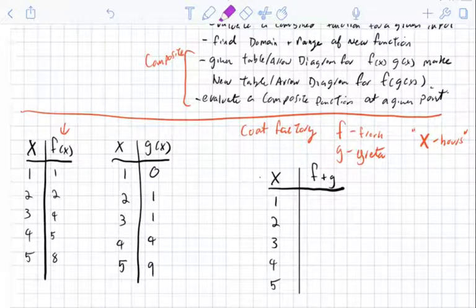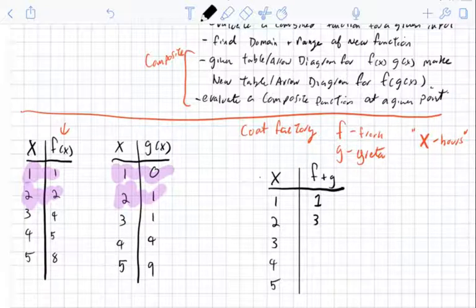So if I give them 1 hour, Frank will make 1, Greta will make 0. So the output is 1 coat. If I give them 2 hours, Frank will make 2 and Greta will make 1. So the total is 3.